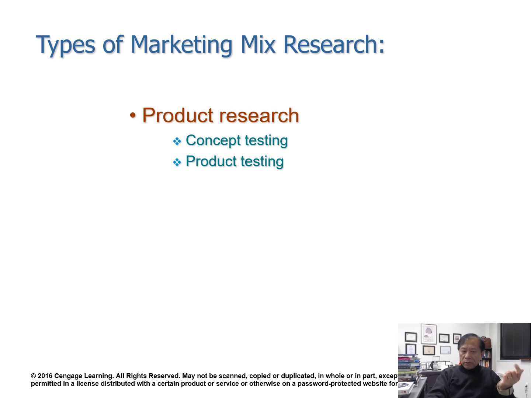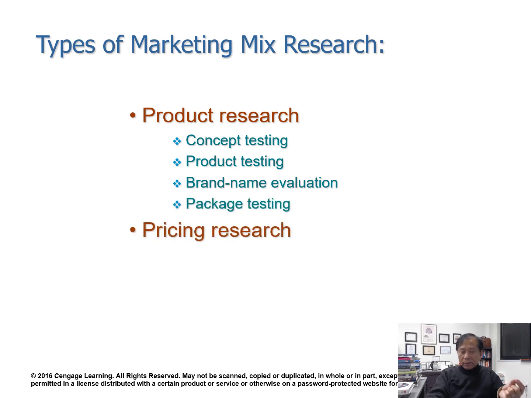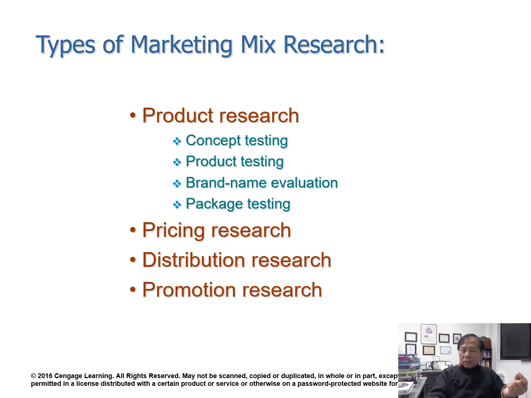In product research, you can use marketing research to do concept testing. Test a new product concept, and you need to do research to test the product itself. Evaluate your brand names, come up with a new brand name. Test your packaging decisions. In pricing research, you test for different price levels. In distribution research, you test for different channel distributions. And in promotional research, you test for different advertising media, advertising copy, advertising message, advertising appeals used, etc.